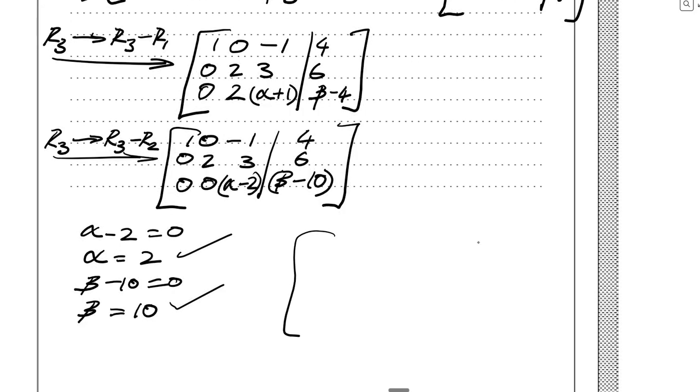Now, in the case that they said no solutions, we would have something like 0, 0, maybe alpha minus 2, or we would have some number 2, and we would have 0, right? Or we would have 0 here, and we would have 2, k. And then we have no solutions.